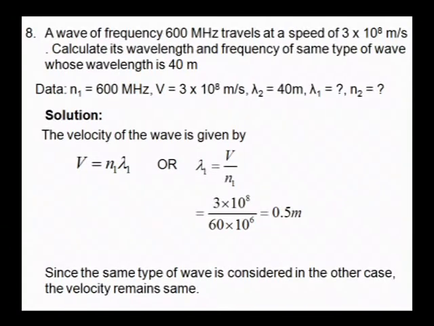The next problem: a wave of frequency 600 megahertz travels at a speed of 3 into 10 to the power of 8 meters per second. Calculate its wavelength, and the frequency of the same type of wave whose wavelength is 40 meters. So, the same type of wave travels with the velocity 3 into 10 to the power of 8 meters per second. So, we are asked to calculate the frequency when the wavelength changes to 40 meters.